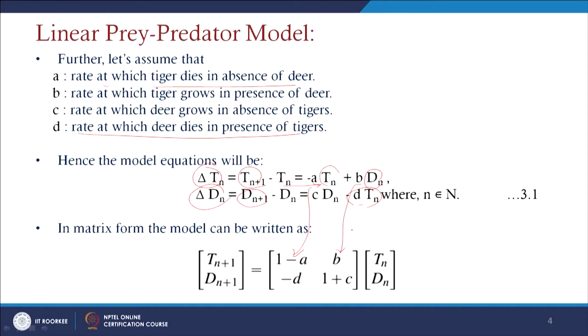And if you consider D_n to come to the right hand side, then that will take the value 1 plus c, which is written as 1 plus c, and then minus d, since T_n is there. So that is why this quantity is taken as minus d here. And as usual, in this matrix multiplication we can just keep T_n and D_n there itself.